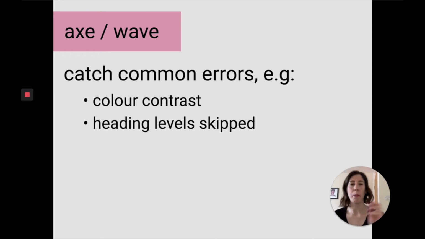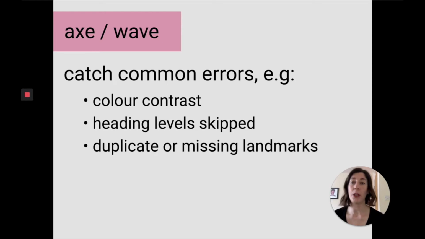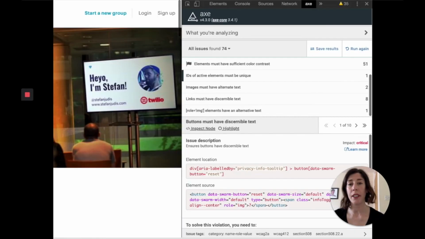So now all your components have been rendered together on one page. Does the heading structure still make sense? It's quite easy for that to get skewed. Do you have any duplicate or missing landmarks? And this is just a little example of what it can look like. So this is the Axe tool. Again, I'm looking at the React Edinburgh meetup page. It's flagged up a few errors here with color contrast, some things about IDs, images missing alternative text.